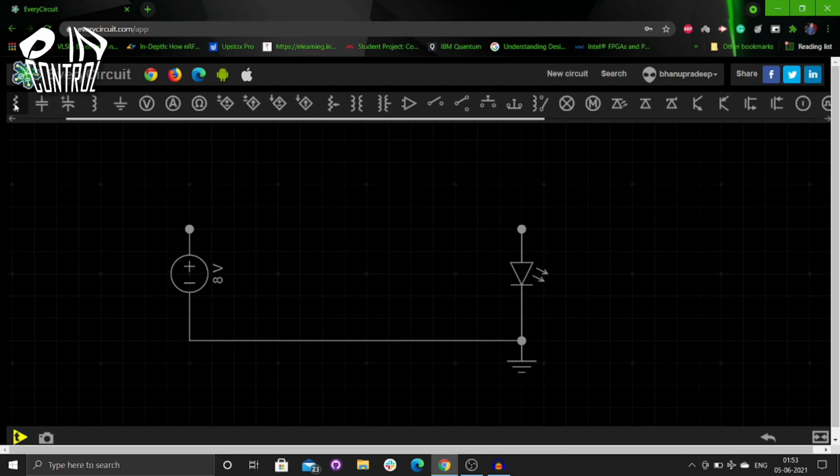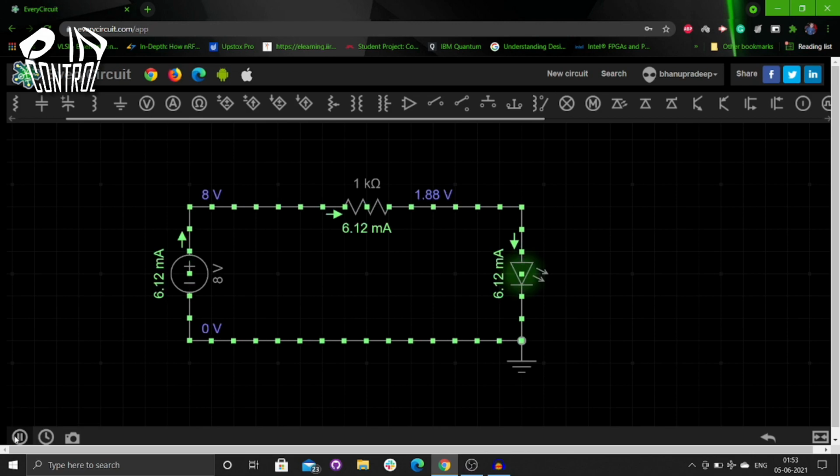Now I am taking one resistor with the value of 1 kilo ohm. I am connecting the positive of this voltage source to one side of the resistor, and the second side of the resistor to the positive of the LED. This is the series connection of the resistor with the LED and voltage source. In a series circuit, the current will be the same but the voltage will be different. Let us see what happens by simulating it.